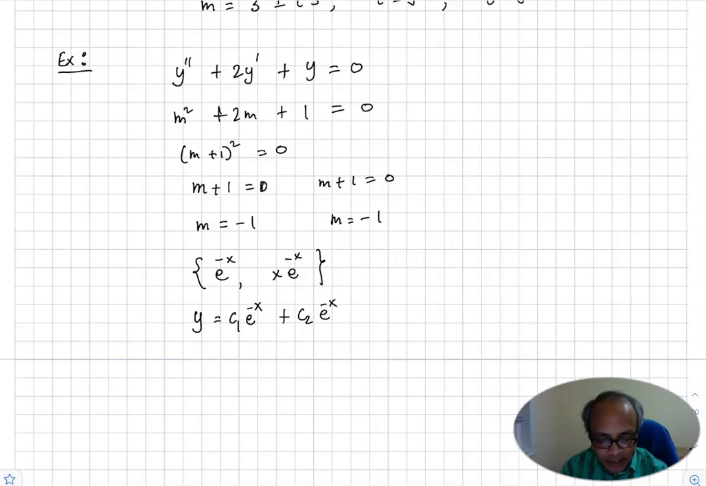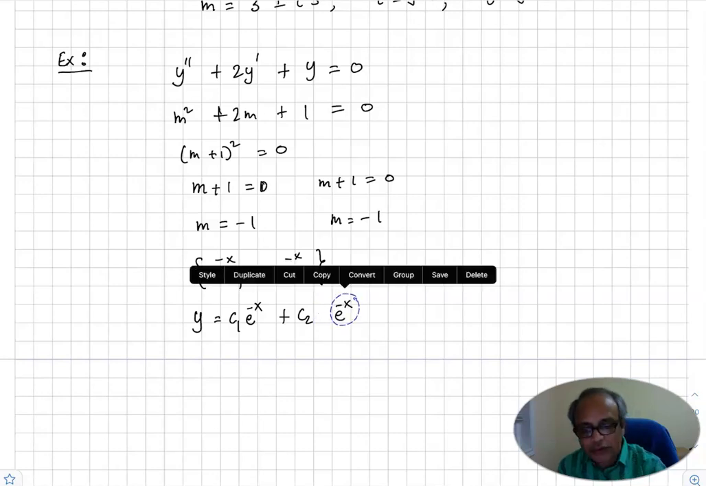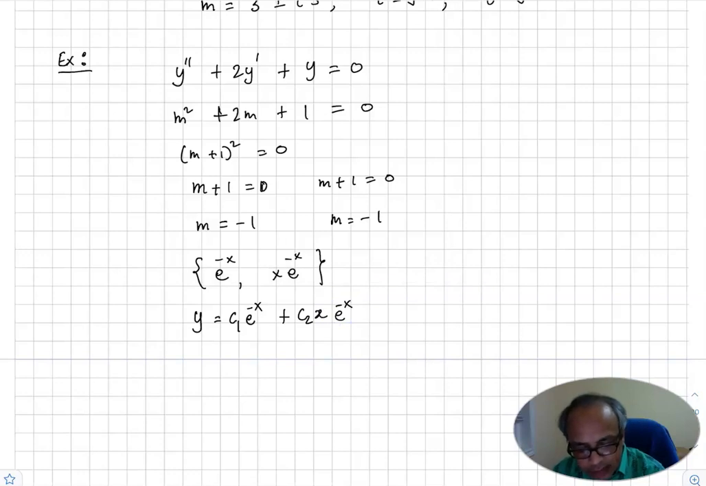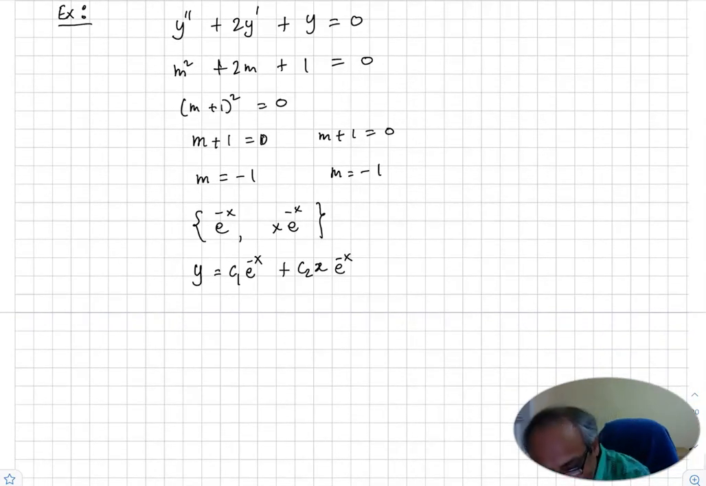So that does not make a linear combination of two functions or two solutions. So obviously we need to multiply by x. So what do we do when the characteristic polynomial has a repeated solution? We just multiply one member of the solution set by x in order to make them linearly independent. So hopefully this is clear.